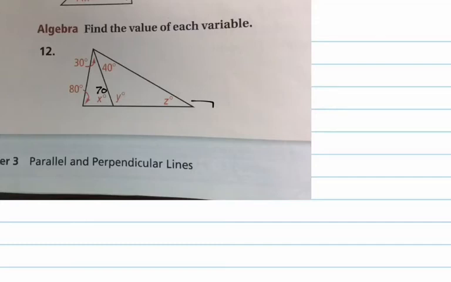Again, if X is 70, what's Y? They form a linear pair, don't they? What's Y? 110. Yeah. 180 minus 70 equals 110. So Y is 110. Now you have 110 and 40. Use those to find Z. 30, do you guys agree?